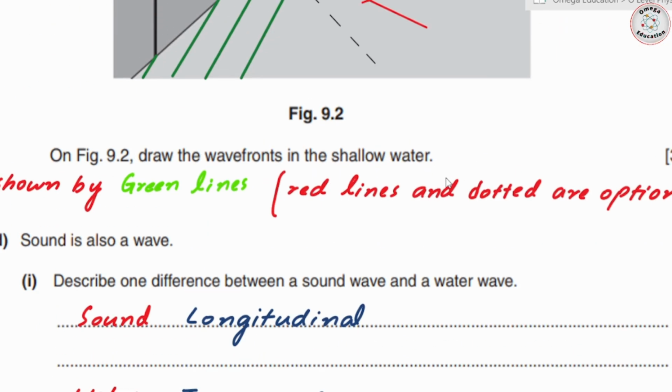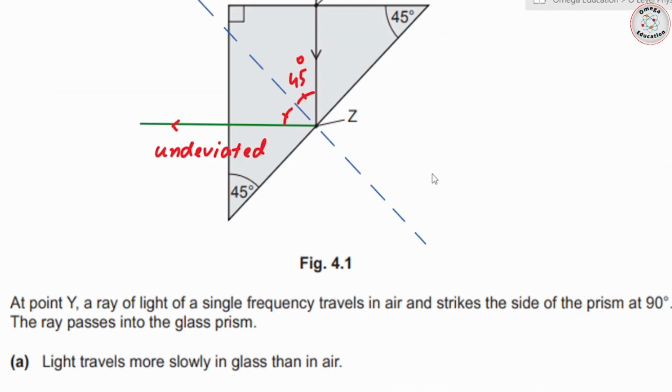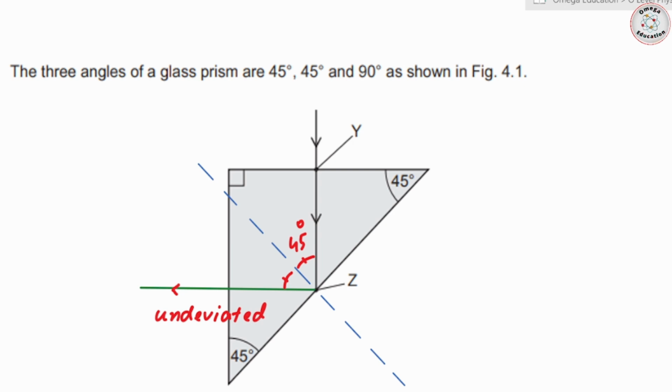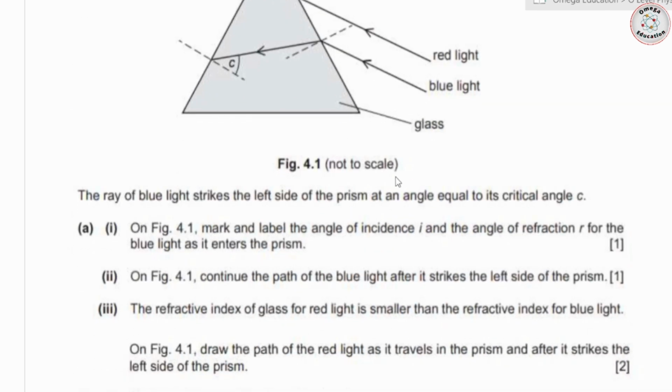All right, moving on to the next question. So here's the next question that we have from the paper of 2022. Two parallel rays of light, one red and one blue, enter the glass prism. Figure 4.1 shows both rays of light before they enter the prism. The blue ray is shown incident on the different side of the prism after passing through the prism. Okay, whatever. Let's move on to the first part.